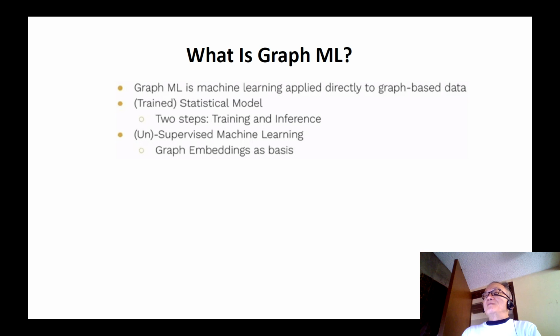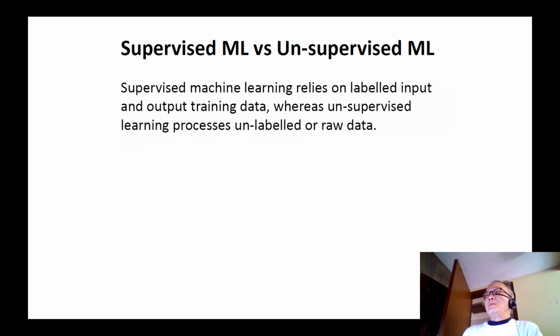There are two types of machine learning: supervised machine learning and unsupervised machine learning. Graph data can power both types of machine learning. With supervised machine learning, we work with labeled data. With unsupervised machine learning, we work with unlabeled data or raw data.